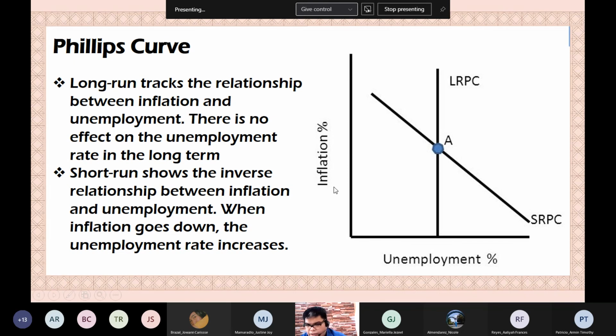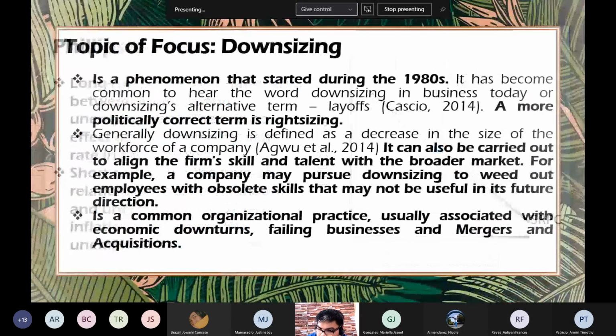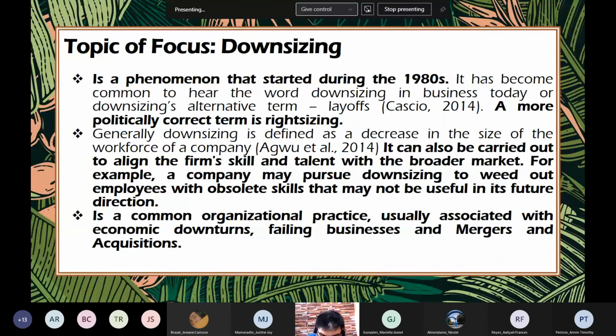Okay. So, short run shows the inverse relationship naman. Ito yun, short run, between the inflation and unemployment. When inflation goes down, the unemployment rate increases. Okay, so medyo mahaba pala to. May 14 minutes pa naman ako.